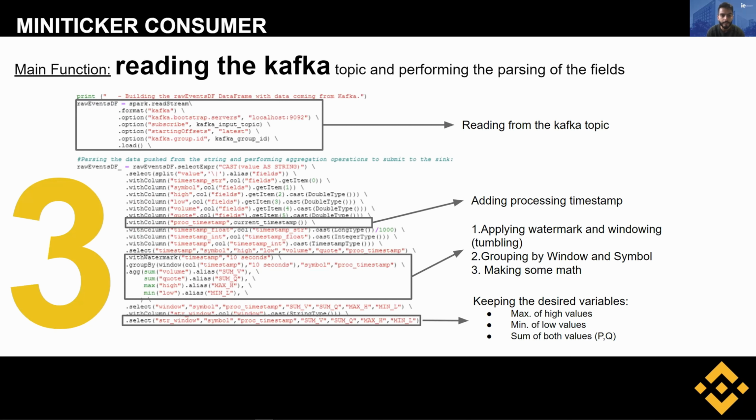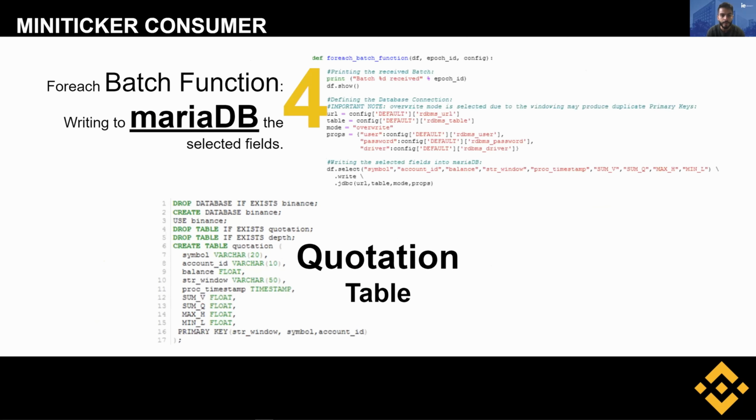In the next slide, the mini ticker consumer will first establish the connection with MariaDB by using the overwrite mode. We decided to use this one because, as we use key parameters that could repeat over time, we had the risk of crashing the consumer by appending this information. The consumer selects 9 fields that include calculations regarding the cryptocurrency that is processed.